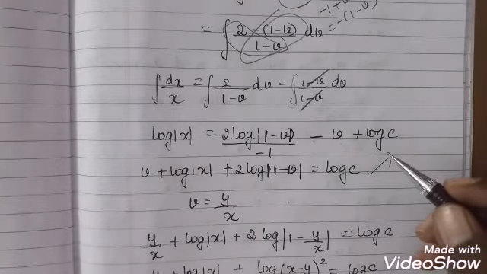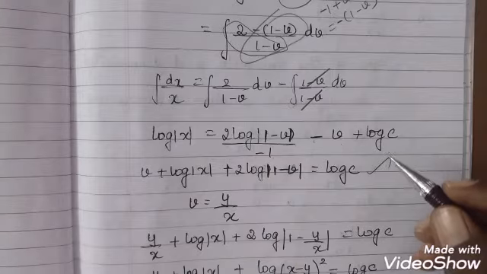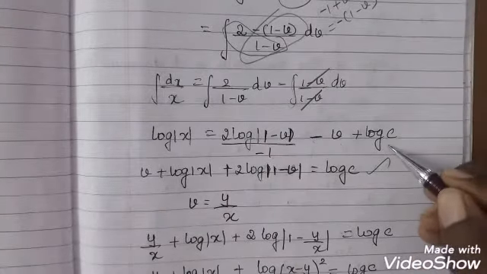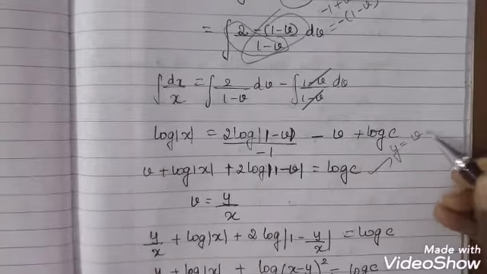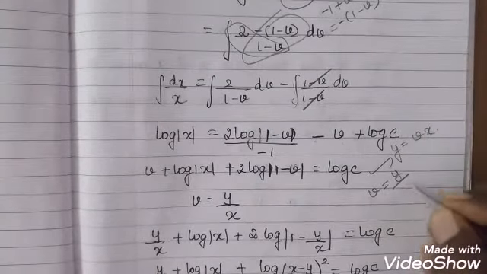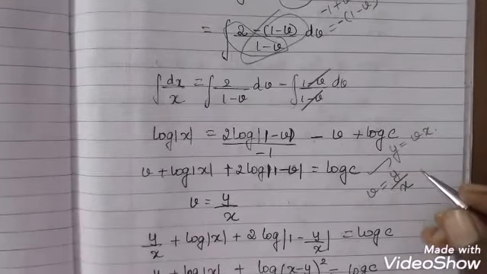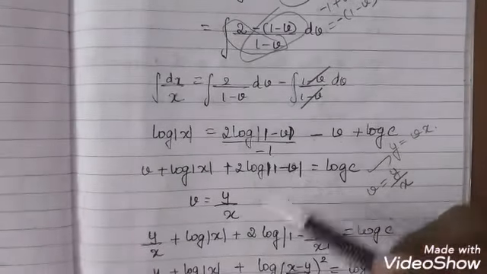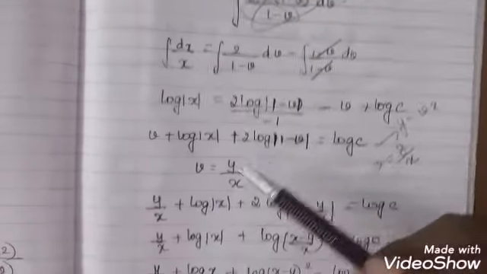So the answer also I need in terms of y and x. Initially, what was the substitution we did here? y is equal to vx. So from this, what is v equal to? It is equal to y by x. So I can just substitute v is equal to y by x.